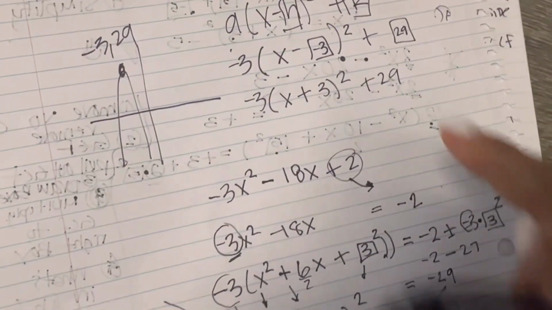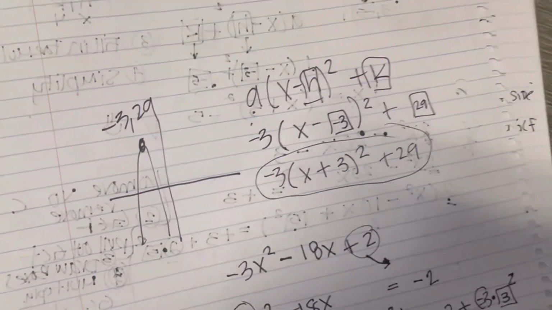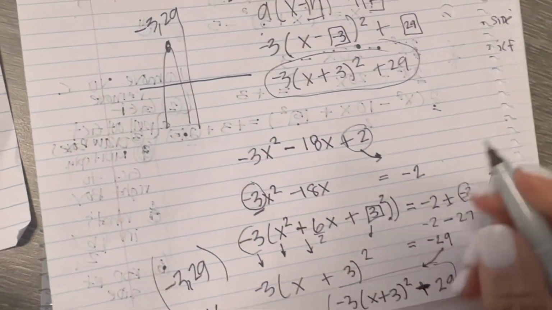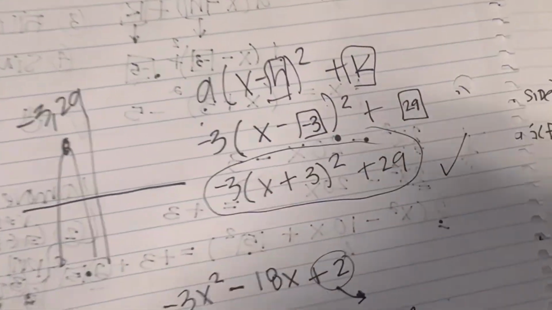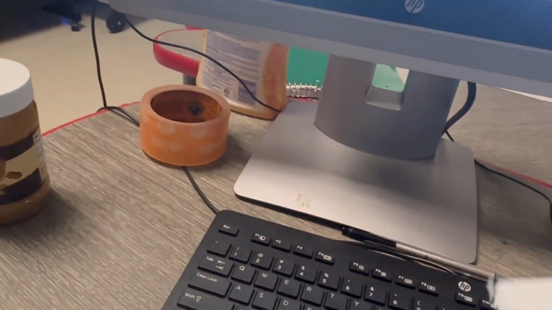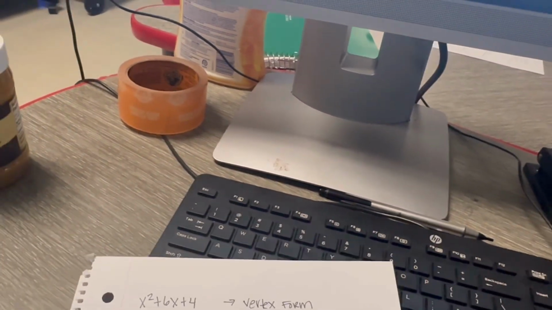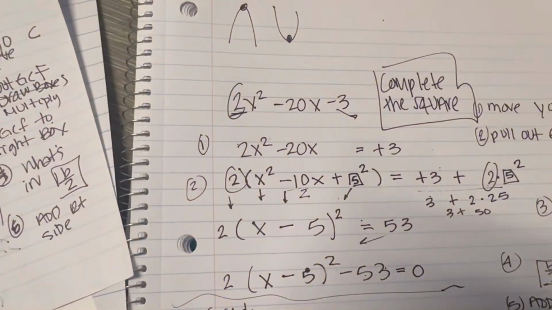Is that the same? Hey, we got the same. We got it right. So do both. Don't cop out. Use your brain. But then check it. Or you could do it this way too. All right, that is completing the square, or converting from standard to vertex form.